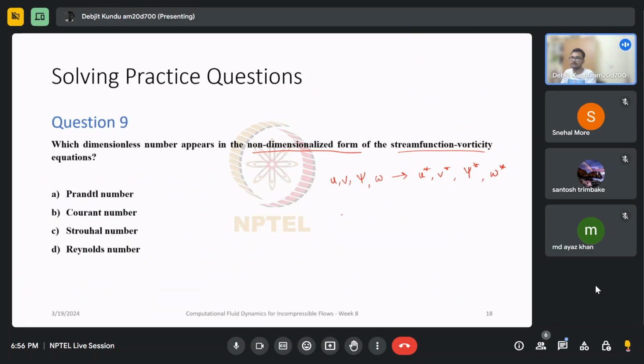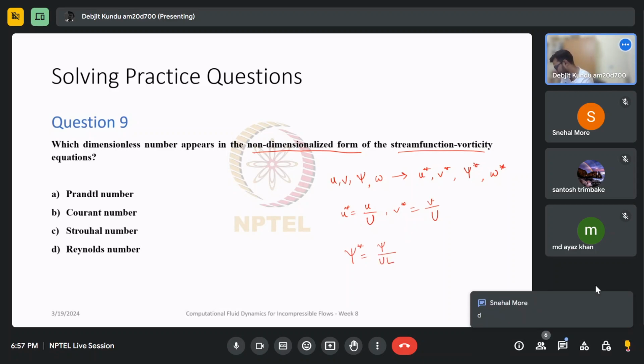Non-dimensionalization, I'm sure all of you are familiar with. So let's say there is a velocity scale capital U, then u star can be represented like this. v star can also be represented like this. Psi can be represented, and the length scale is L, let's say. So in that case, it will be UL, and omega star would be omega by U by L.